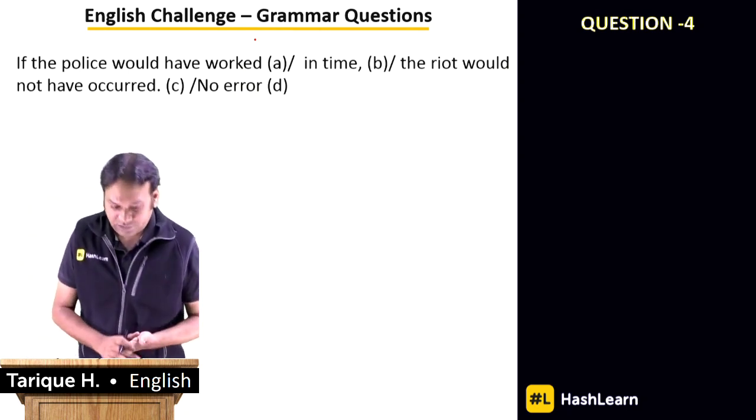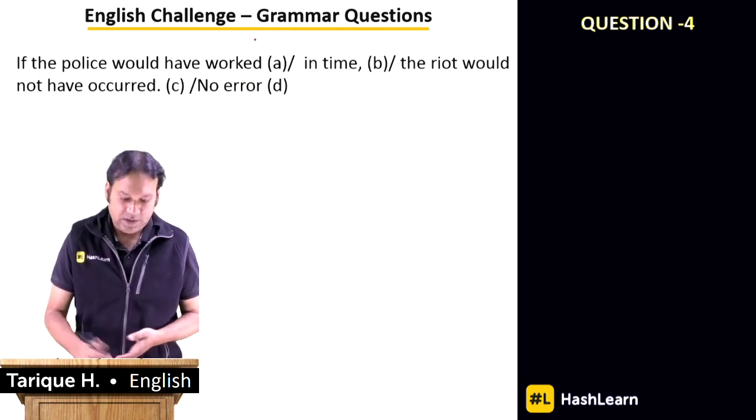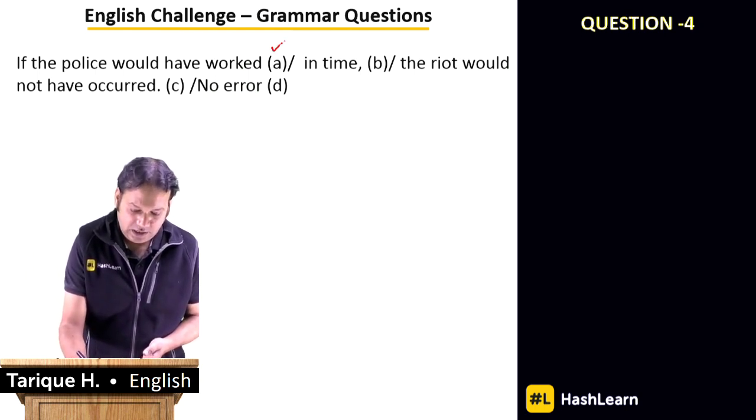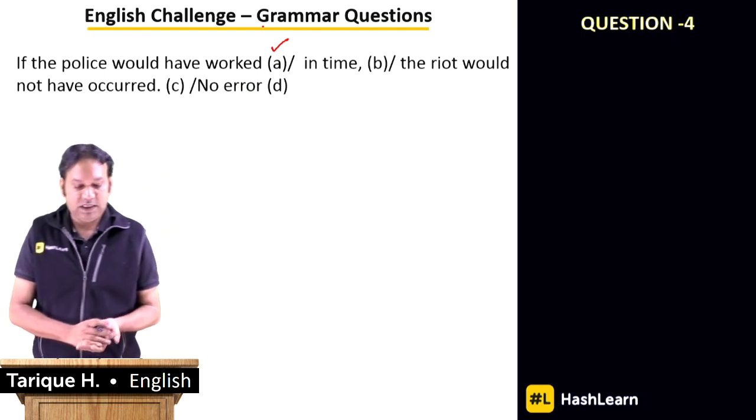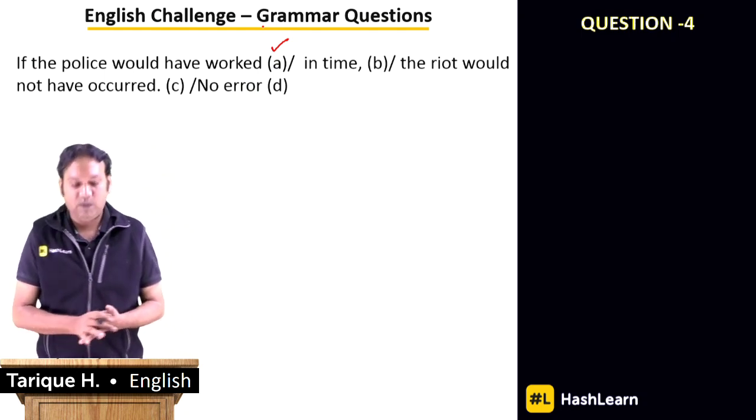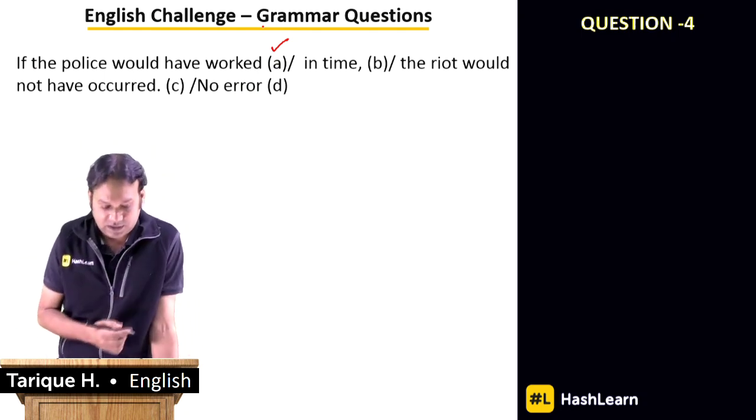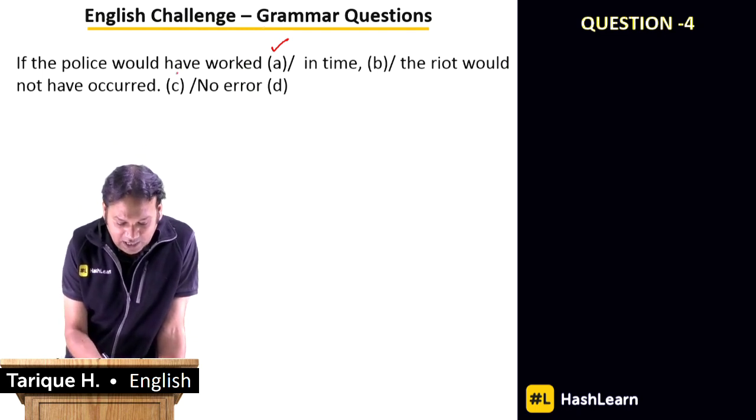Now the correct answer for this question is A. A is the incorrect part of the sentence. B, C are correct. A is the one which is incorrect. So what is the rule behind this sentence? If the police would have worked is not right. What should be instead of this is: if the police had worked.